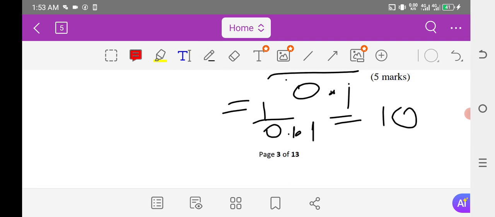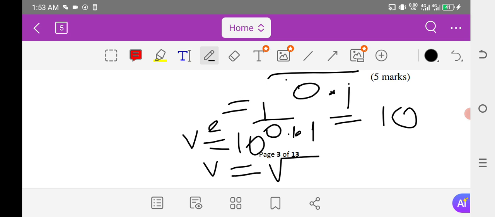So v squared is equal to 10. That means v is equal to the square root of 10. So the velocity therefore is going to be the square root of 10, which is 3.16. Don't forget meters per second, the units.